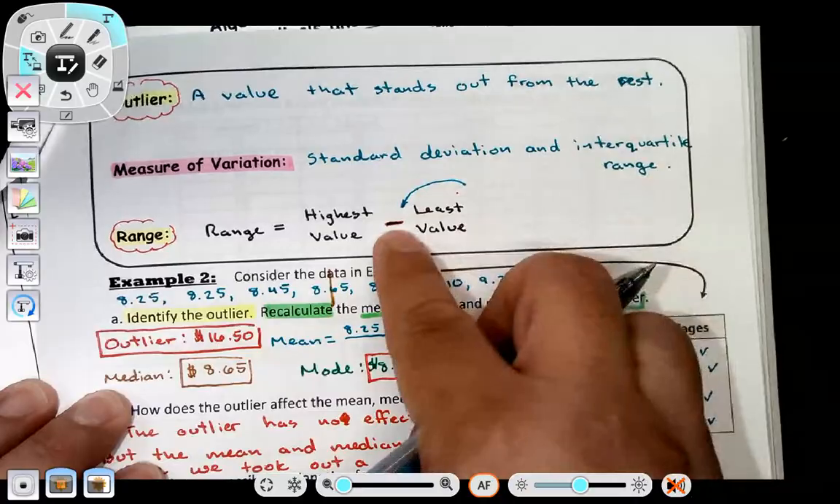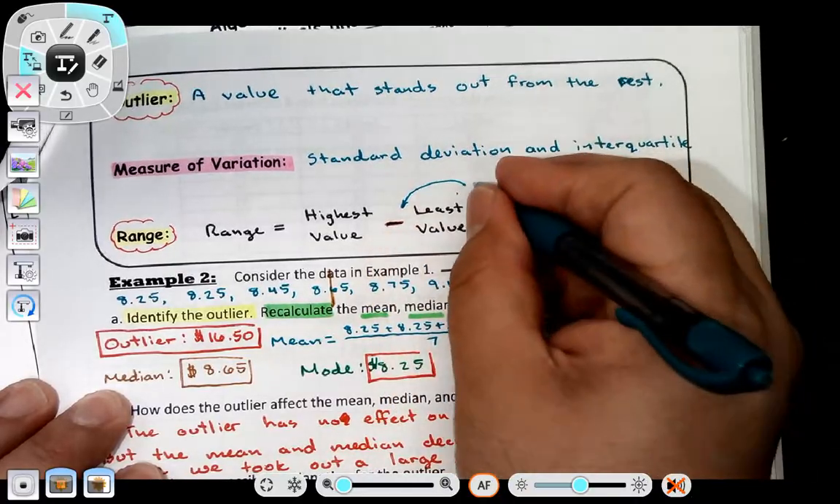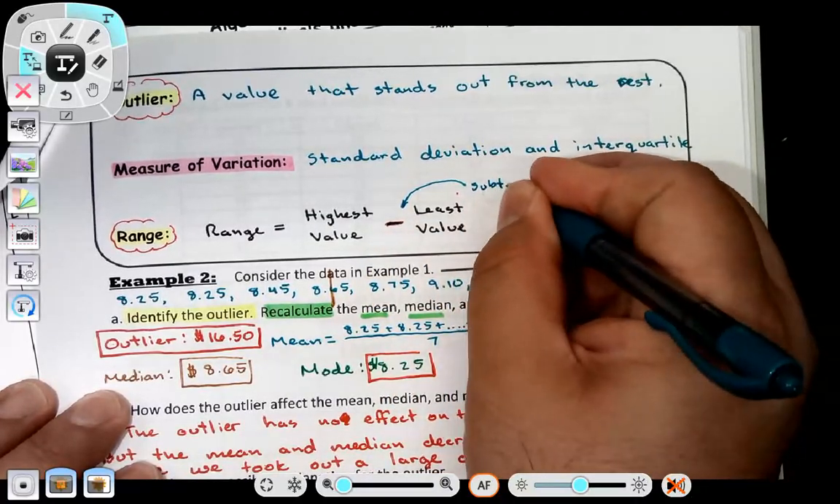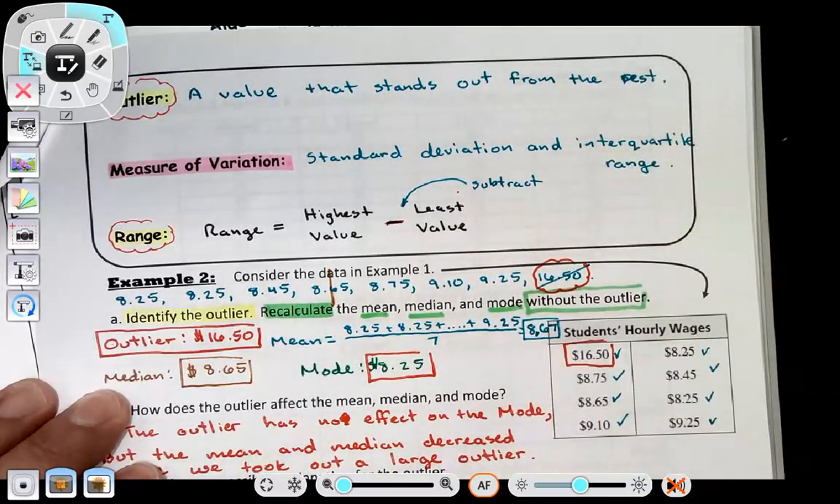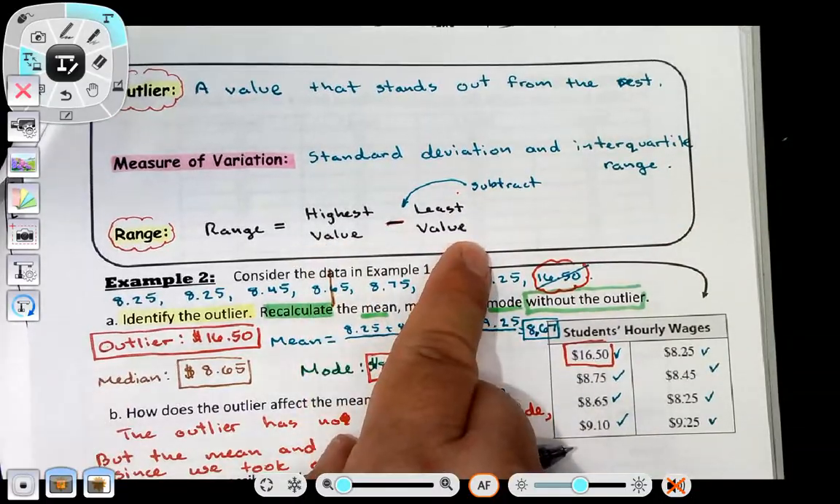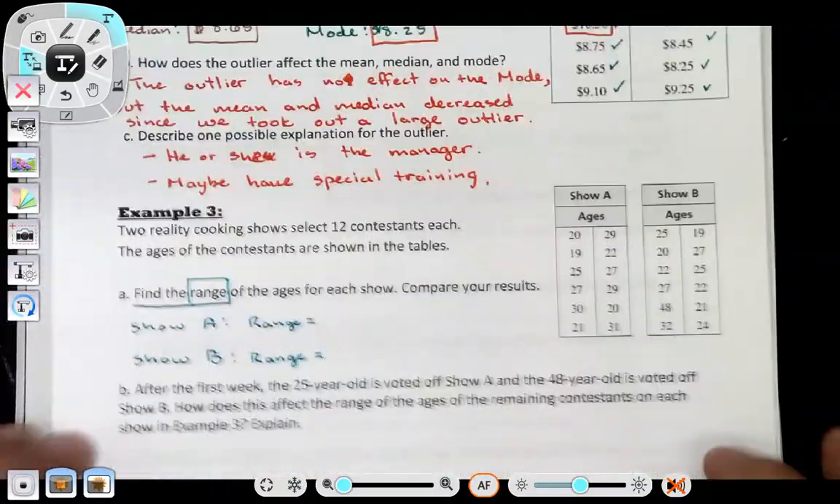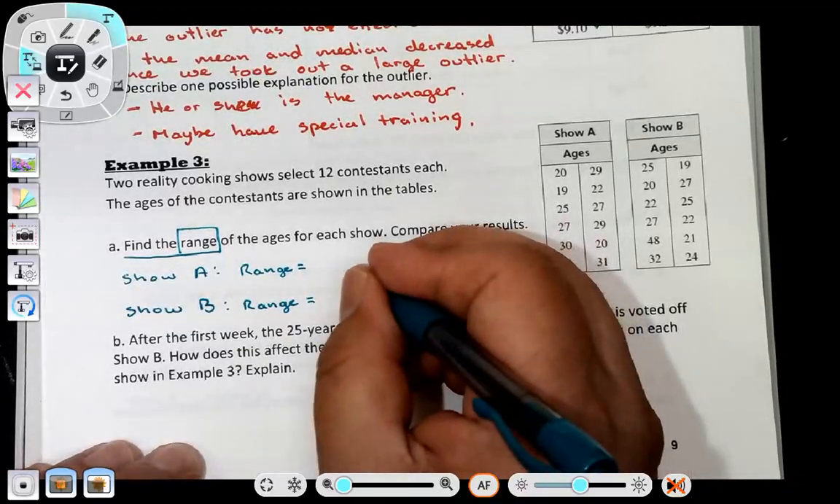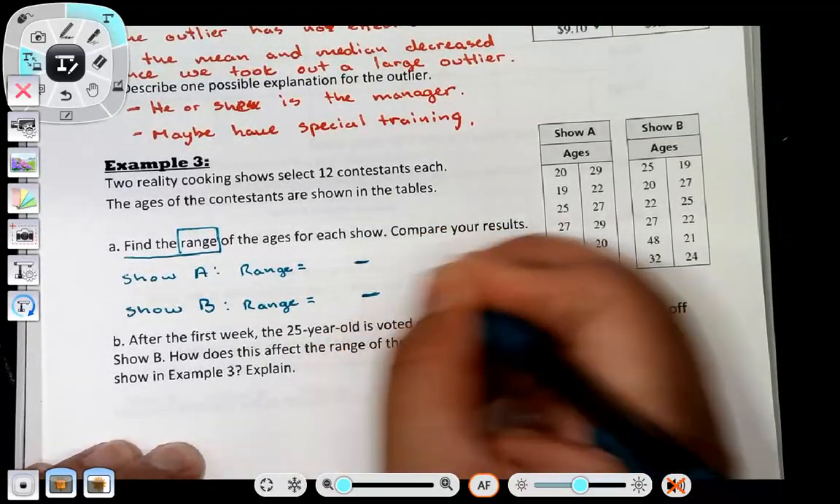What does this symbol mean? That's it. That's all I have to do. Subtract. Yeah, just subtract. That's it. But I need the biggest number and I need the smallest number. All right, so let's look at range here. All I'm going to do is subtract, so let's get the subtraction going.